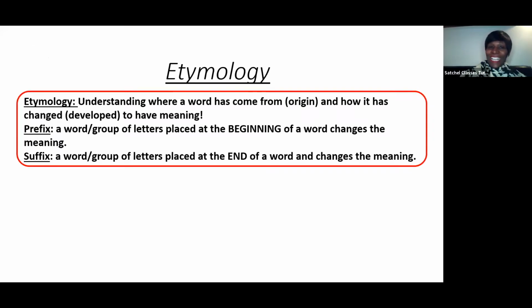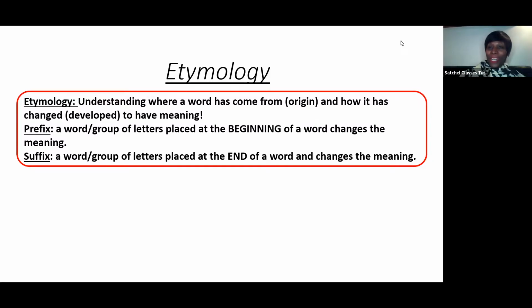So first of all, what is etymology? Well, etymology is understanding where a word has come from. It's understanding its origin and how it has changed or developed to have meaning. So you will have words that originate from Greece, originate from Rome, from Italy, so Greek and Latin words, and they form many of the words that we have in English.